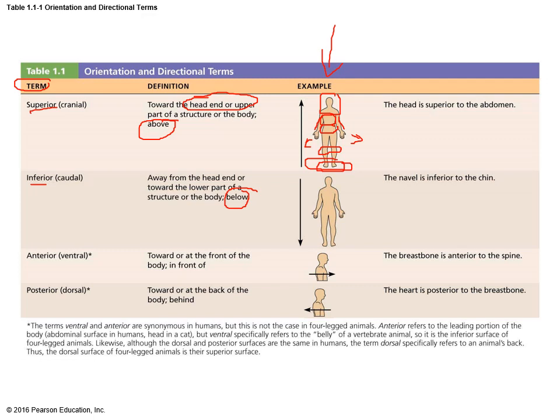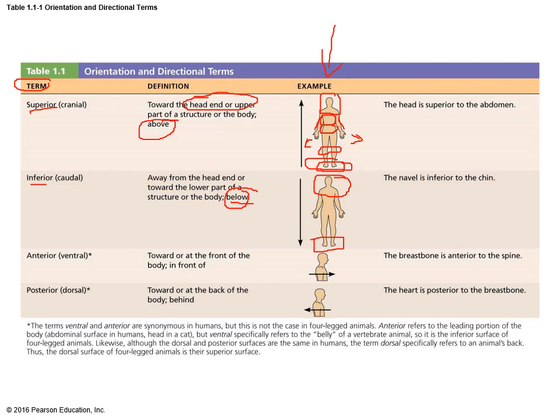Now, opposite of superior will be inferior. Inferior means below. Now, the lowest point of the human body will be our feet. Once again, based on the anatomical position. So we can say that the feet are inferior to the knees, to the pelvic region, to the abdomen, to the shoulder, to the head. Once again, indicating that the terminology of inferior means below. So superior towards the top, inferior towards the bottom. And you can utilize it different ways.